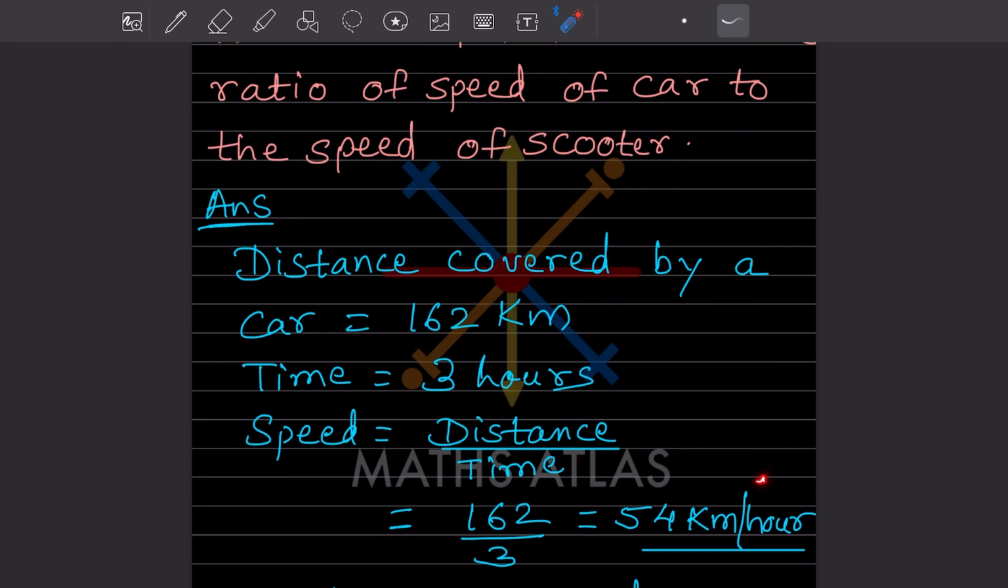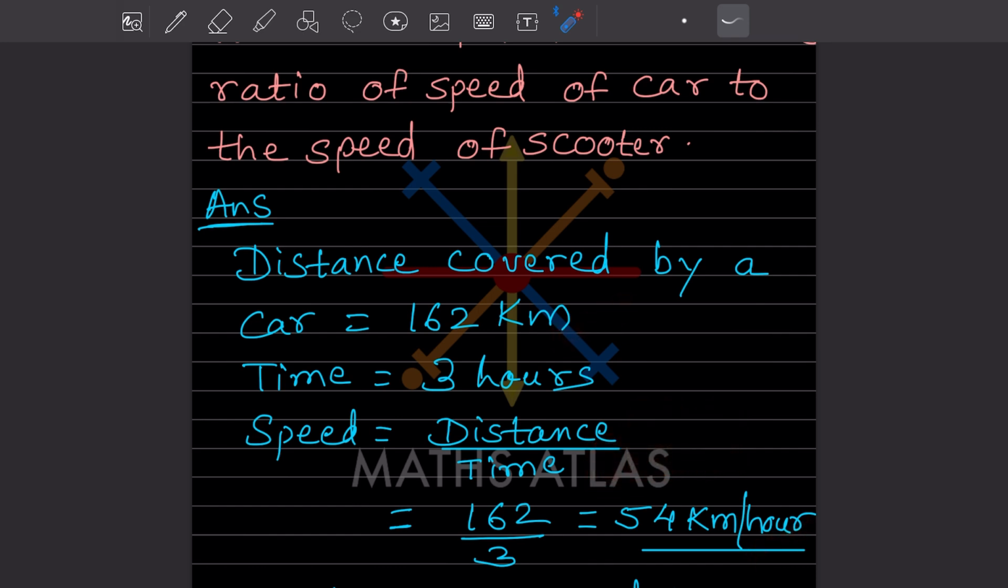which comes out to be 54, and this is the unit kilometer per hour. Why do we write kilometer per hour? Because the distance is given in kilometer, isn't it, this one? And the time is given in hours. So can you see this is a division of that? So that is kilometer per hour. Okay.